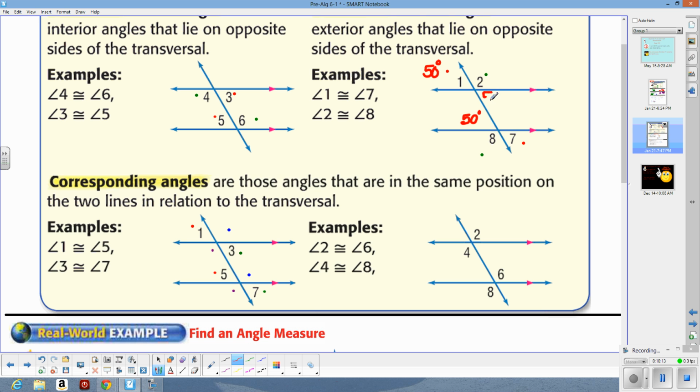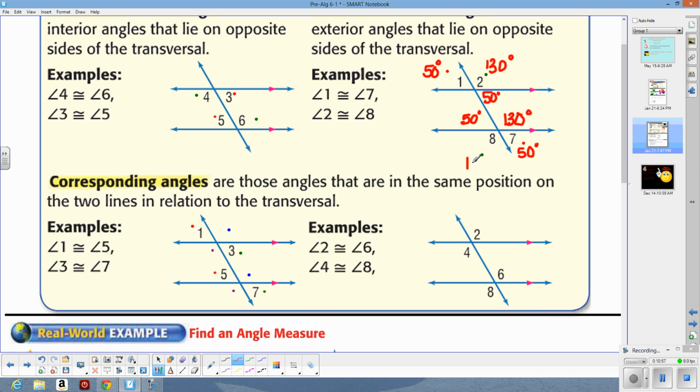I could say this angle is 50 degrees because it's a vertical angle with 1. And if this one's 50, then this one here is also 50 because they are congruent, because they're corresponding. And the fact that these two form a 180 degree angle means they're supplementary, or total 180 degrees. This angle plus this one totals 180, so this one would have to be 130 degrees because 50 plus 130 is 180. And if this one's 130, so is this one because they are corresponding or in the same position.